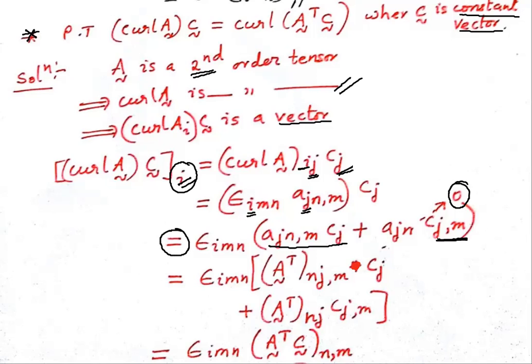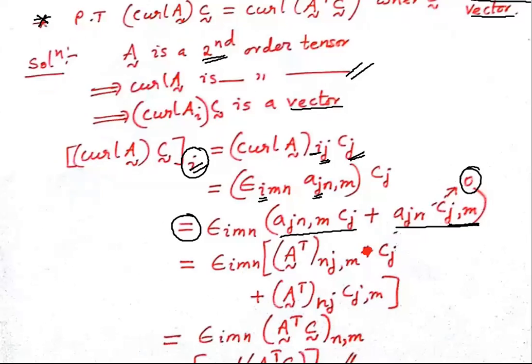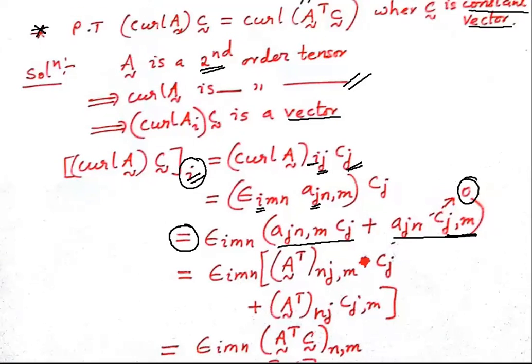Now, that is equal to epsilon imn. Just watch the terms within the bracket. What is the term within the bracket? Within the bracket, we have A jn comma m, Cj as it is, plus A jn as it is and differentiation of Cj. So, this is nothing but the product rule. Now, remember in the RHS, I want A transpose. So, A transpose must come here.